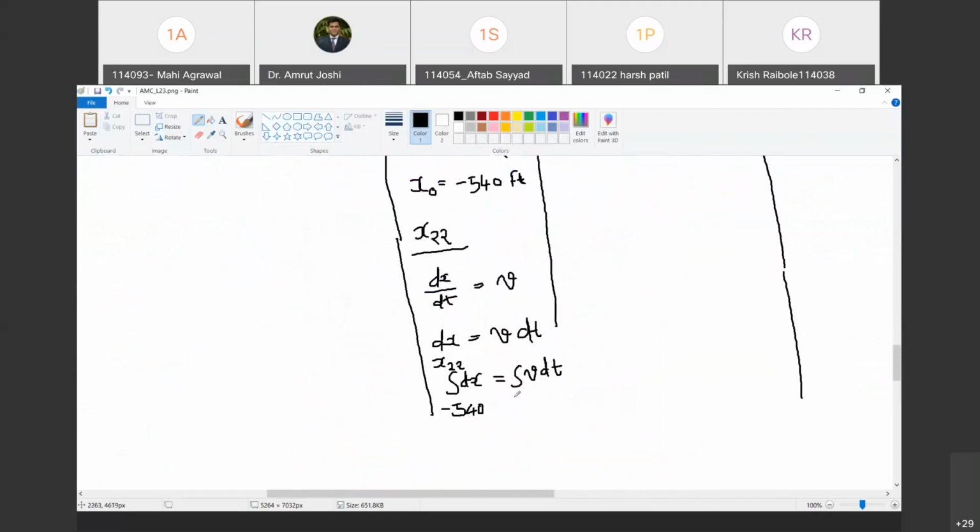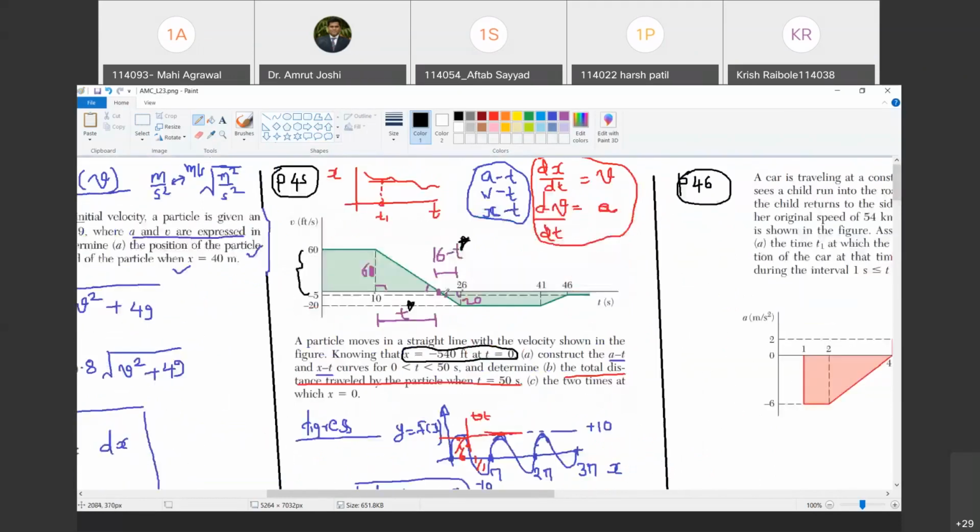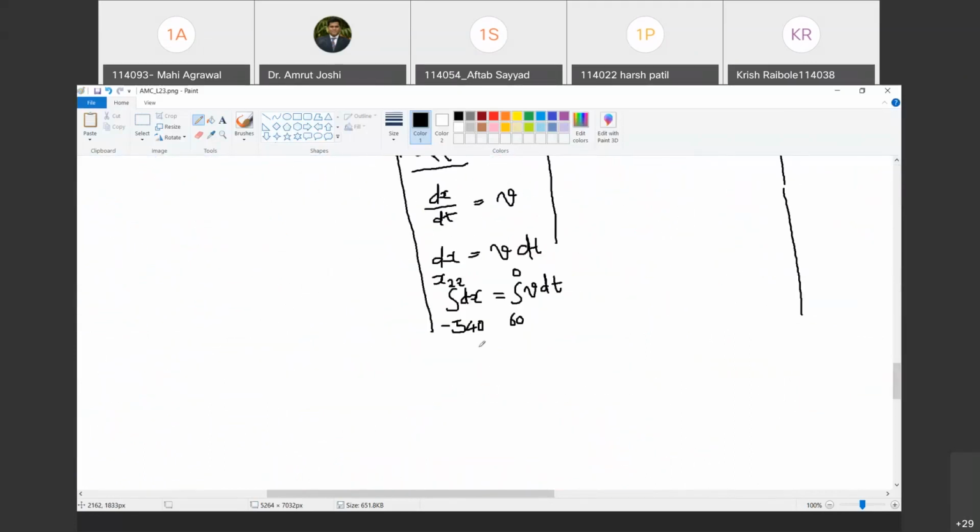हाँ, so यहाँ पे limits क्या होंगे? ये 60 फीट पर सेकेंड से 0 तक. Because at t equal to 22 seconds, velocity became 0. Do you agree with me? Yes, sir. हाँ, ये integration मुझे करना पड़ेगा दोनों साइड का. Now can you tell me what is the integration of left hand side? Sir, x with limit x to x22, x22 plus 540, minus 540.